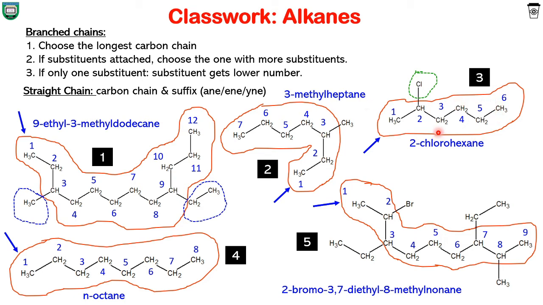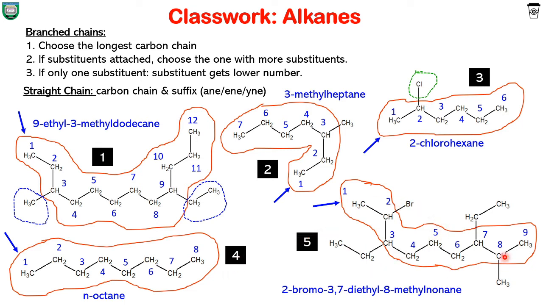So the third one. In this molecule we are numbering from left to right because the chlorine substituent is present. So we are making sure this gets the lower number. So 2-chloro, 6 carbon atoms, hex, alkane, so ane. Let's see the fourth one. The fourth one, very simple. This molecule has 8 carbon atoms, so oct, alkane, ane, octane, or we can use n-octane. N-octane means unbranched.